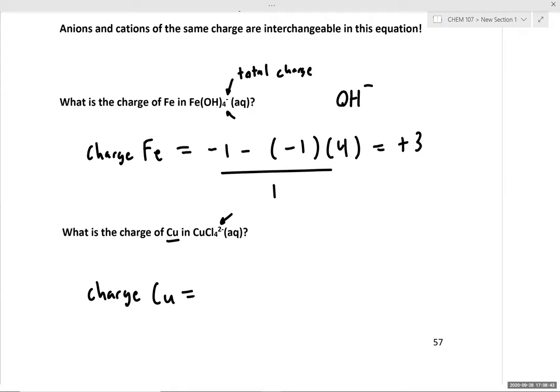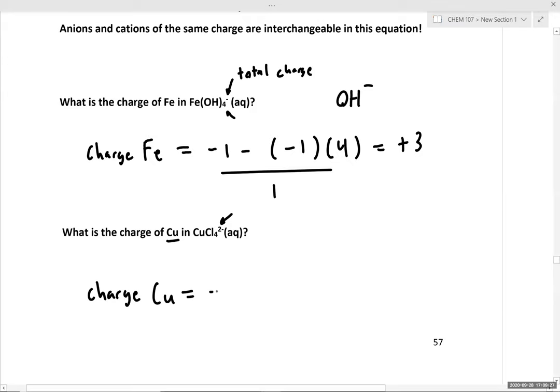And let's try to get a few more responses in the chat, and we'll discuss this example in another minute or a minute and a half. Does anyone have another proposal for the calculated charge of copper? So we see a nice pool of responses in the chat, so let's discuss.